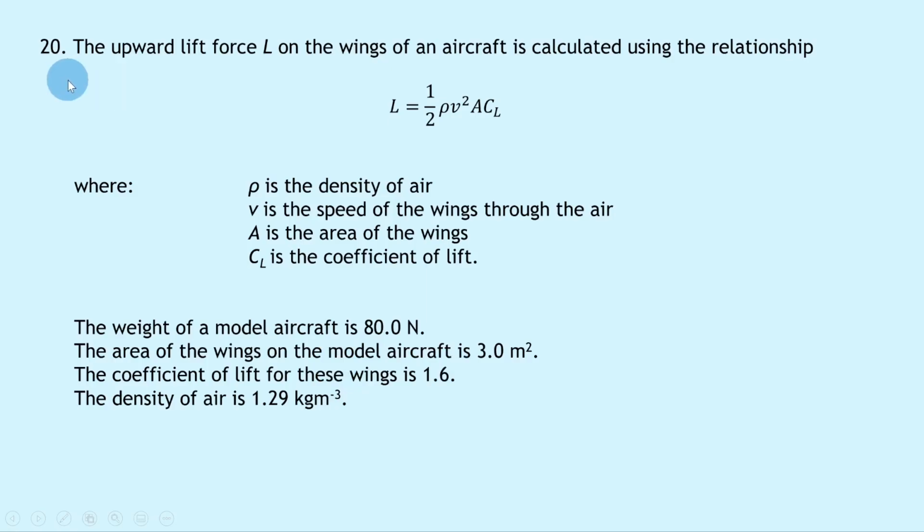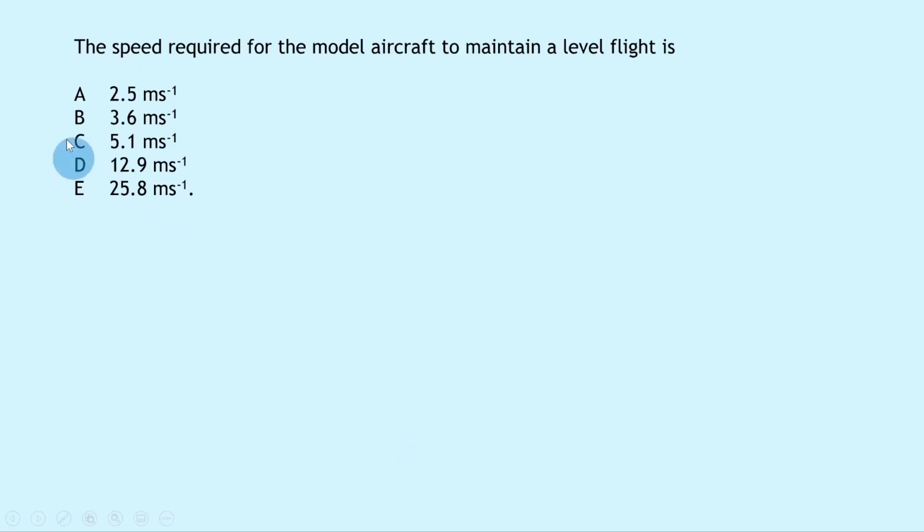Lastly, question 20 is a skills question, and it says the upward lift force L on the wings of an aircraft is calculated using the relationship L equals a half rho v squared times ACL, where rho is the density of air, v is the speed of the wings through the air, A is the area of the wings, and CL is the coefficient of lift. The weight of a model aircraft is 80.0 newtons. The area of the wings on the model aircraft is 3.0 meters squared. The coefficient of lift for these wings is 1.6, and the density of air is 1.29 kilograms per meter cubed. And then it says the speed required for the model aircraft to maintain a level flight is.